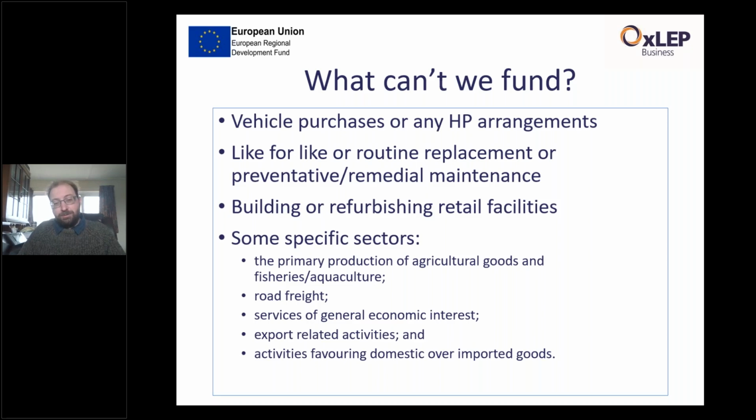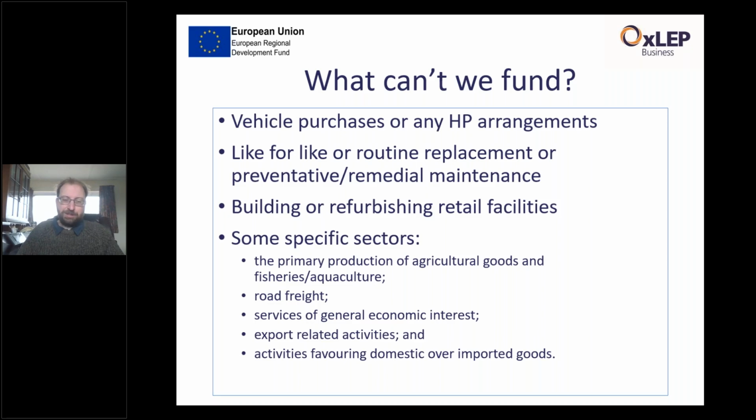We're not allowed to support the building or refurbishment of retail facilities, just because that's how the scheme is set up. Because we operate under the de minimis EU state aid rules, we cannot support certain sectors. So primary production of agricultural goods and fisheries or aquaculture. So we can't support farmers, we can't support market gardeners, we can't support fish farms. We're not allowed to support road freight businesses, nor are we allowed to support services of general economic interest.